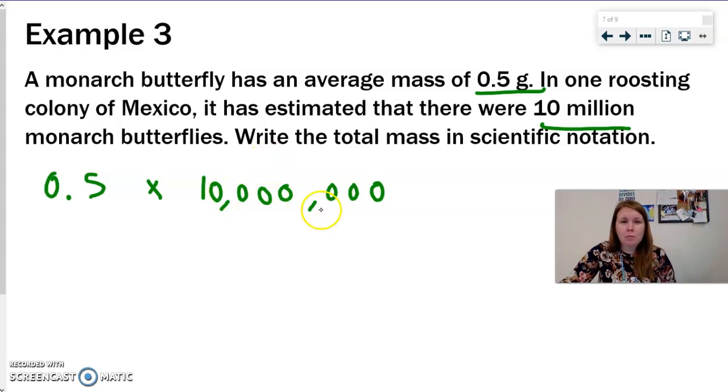Now, multiplying anything by 0.5 is a lot like saying divided by 2. So if I took 10 million and divided it in half, and I'm sharing these 10 million butterflies, you and me get half of these 10 million butterflies. What that's going to do is give me 5 million.